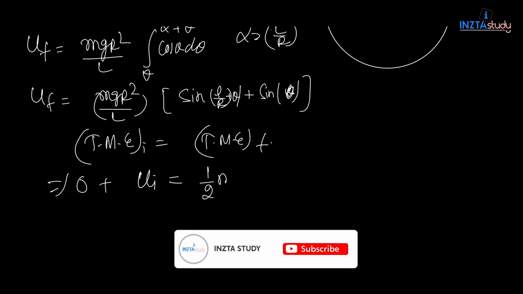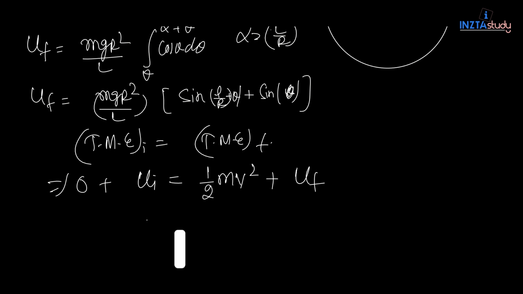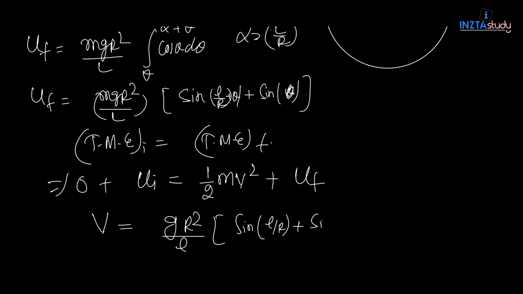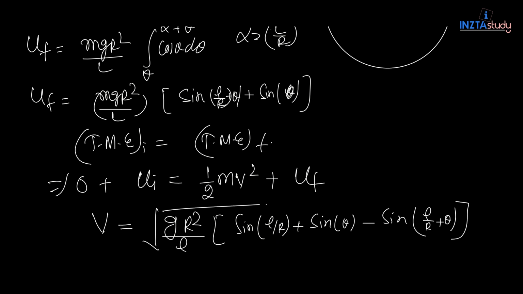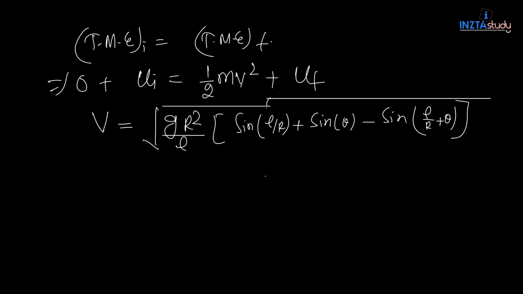Now it has a kinetic energy of half mv square, and it has a final potential energy equal to this much. So substituting the values of initial and final potential energy, you will get v is equal to root over gr square by L times sin(L/R) plus sin θ minus sin(L/R + θ). So this is the velocity it will obtain when it has slipped by θ.